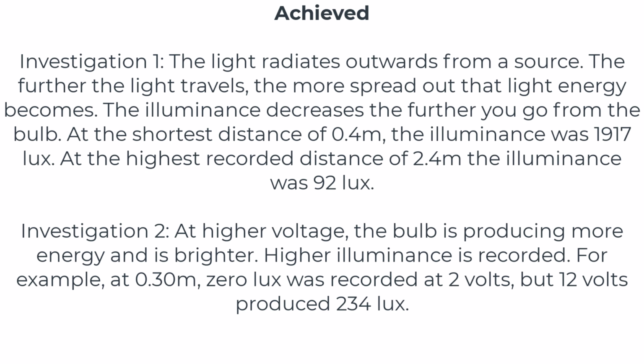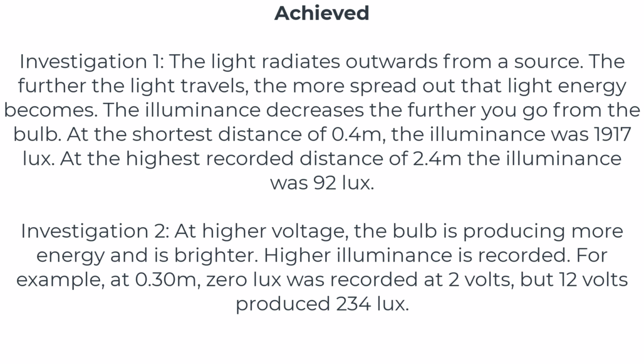So here's a bare minimum achieved statement. For our concept, the light radiates outwards from a source. For our relationship, the illuminance decreases the further you go from the bulb. We need to include evidence, and so I've used some of my raw data, because for achieved you don't need to have processed it, so I'm just making that clear. At the shortest distance of 0.4 meters, the illuminance was 1917 lux. At the highest recorded distance of 2.4 meters, the illuminance was 92 lux.